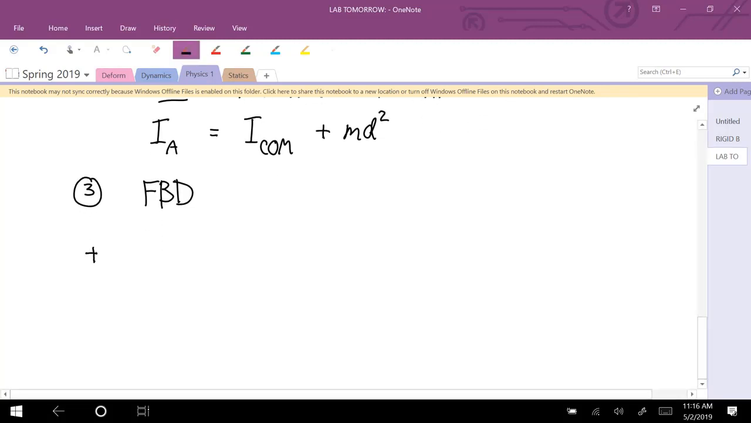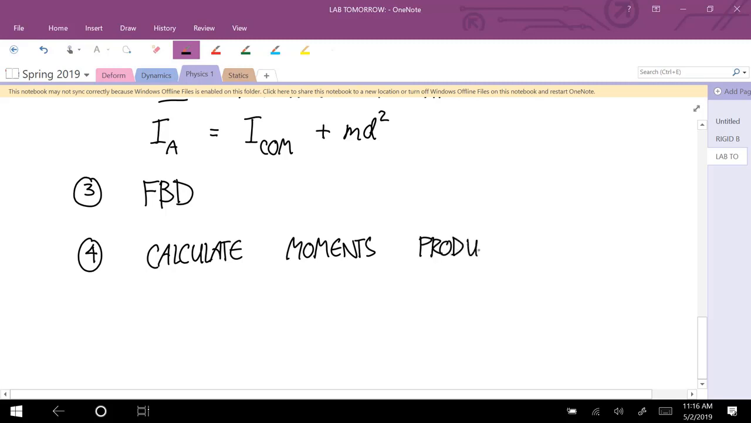Fourth, calculate the moments produced by the forces in the free body diagram about that point A.